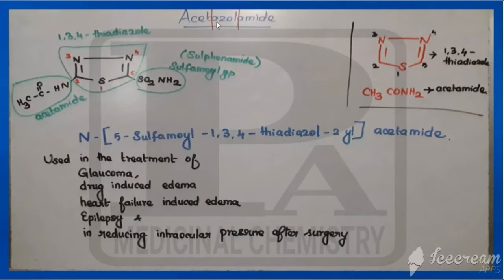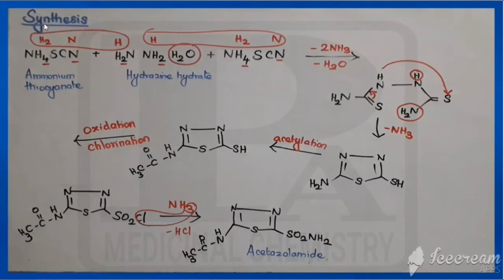So what is the heterocyclic ring present in acetazolamide? That is called 1,3,4 thiadiazole. So with that, what is attached? Second position is having an acetamide group, and fifth position it is having a sulfonamide group, that is sulfamoyl group. So what is the parent for this one? That is called acetamide. Now we'll see the synthesis of acetazolamide.